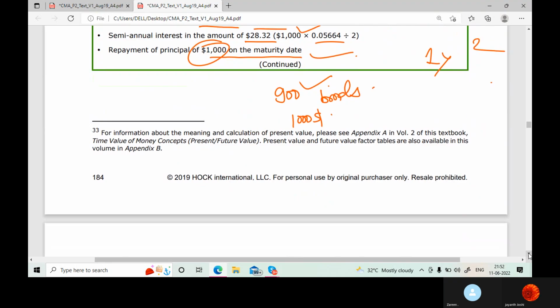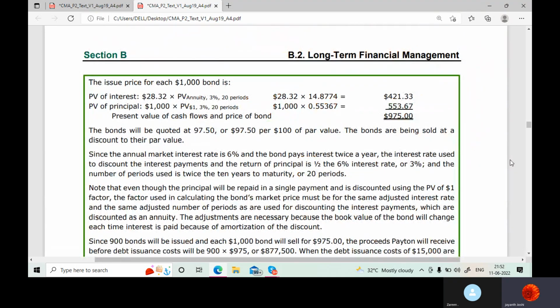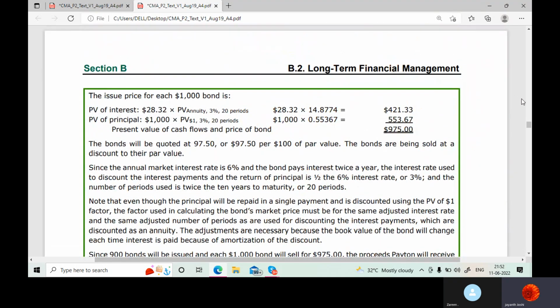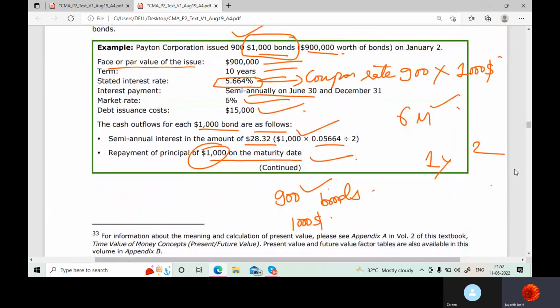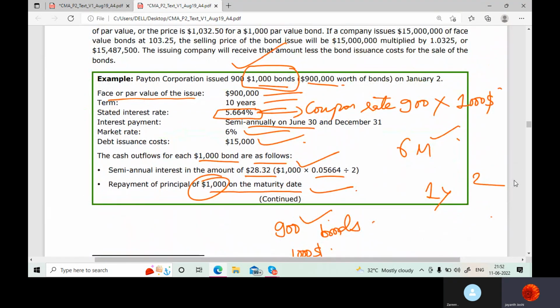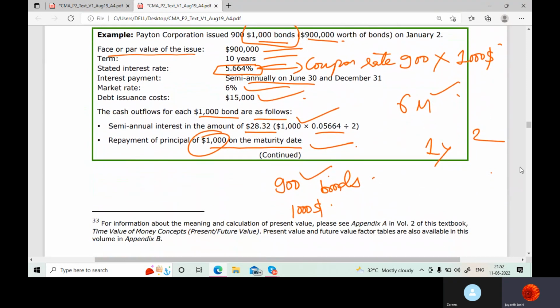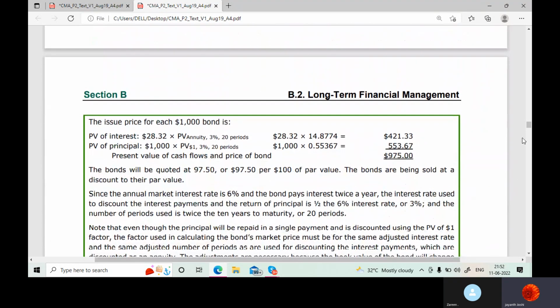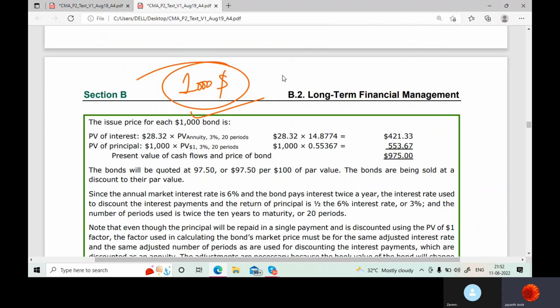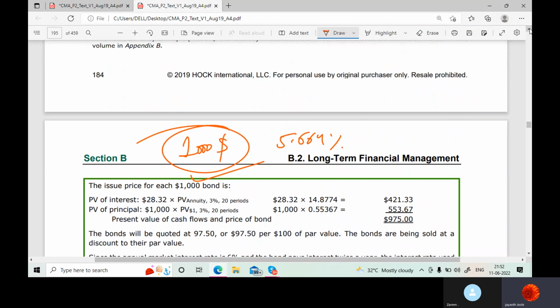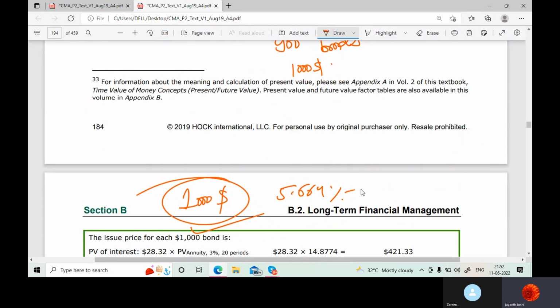Okay. Now let's understand what is happening here, and you should know one fact. The question is very clear. They're asking to find out the present value. Now, the issue price for a $1,000 bond: the company has borrowed $1,000 from people, and the interest they are paying is 5.664%. In the market, that is the coupon rate, the interest rate, and 6% is the market interest rate.